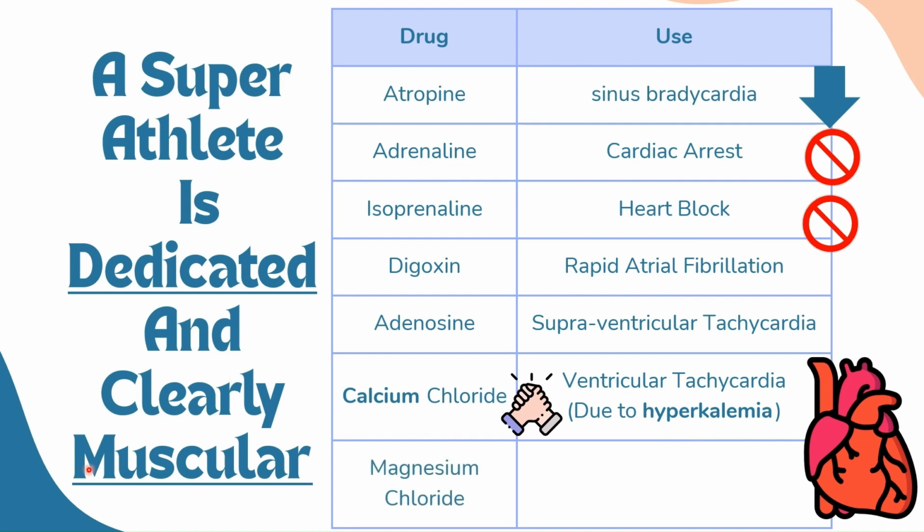And then the M stands for magnesium chloride. As you can see, both end in chloride. After ventricular tachycardia comes ventricular fibrillation. And then one last thing is, if you've noticed, I've underlined the two words dedicated and muscular. It's because whenever you see the sentence, the first thing you put in mind is that this athlete is dedicated and muscular.